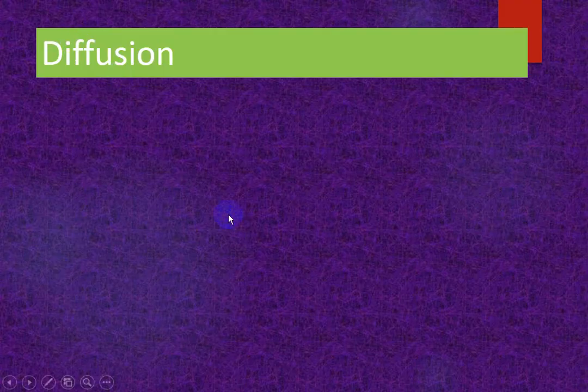Okay, what is diffusion? Diffusion is, if you use scent or attar on your clothes, this sweet smell spreads throughout the room. The gas particles move throughout the room.